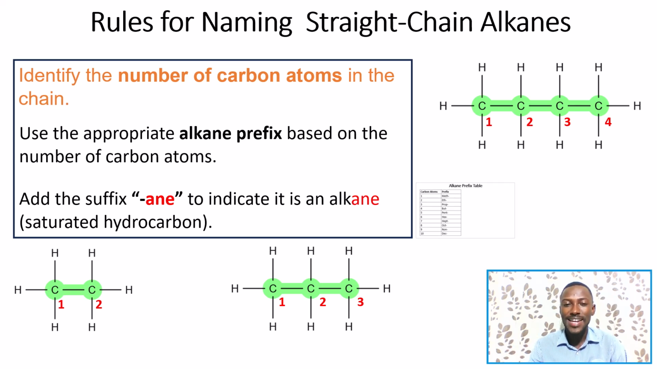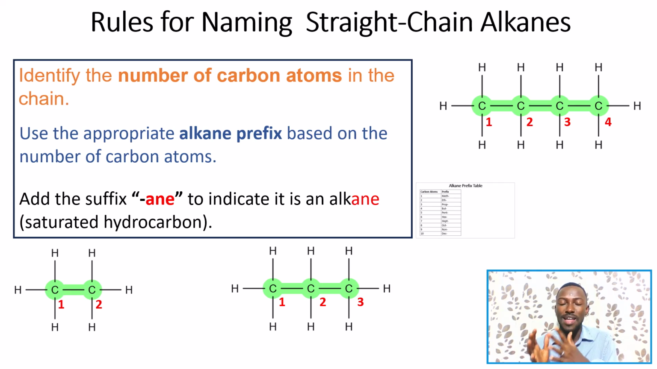Now, after we've identified the number of carbon atoms, what we have to do is use the appropriate alkane prefix based on the number of carbon atoms. And this has also been done for us. IUPAC has already decided for us what to do if the number of carbons is 2, 3, 4, 5, 6, 7, 8, 9, 10. What you are supposed to do, they've already given us. That is what we refer to as the alkane prefix. Prefix basically means the part that starts the name.